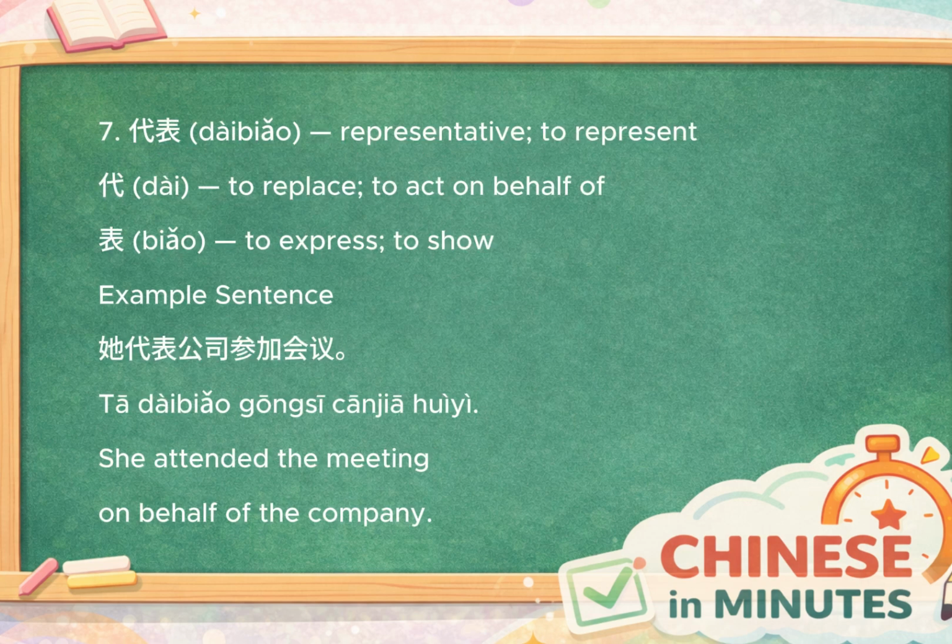Now let's move to a different meaning of 代. 代表 means to represent or a representative. Here, 代 means to act on behalf of, while 表 means to express or to show. Together, the word describes someone who speaks or acts for another person or organization. Imagine your class chooses one student to speak to the principal. That student becomes everyone's 代表.